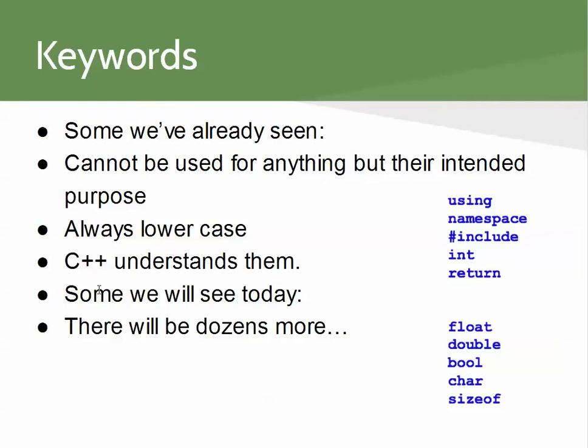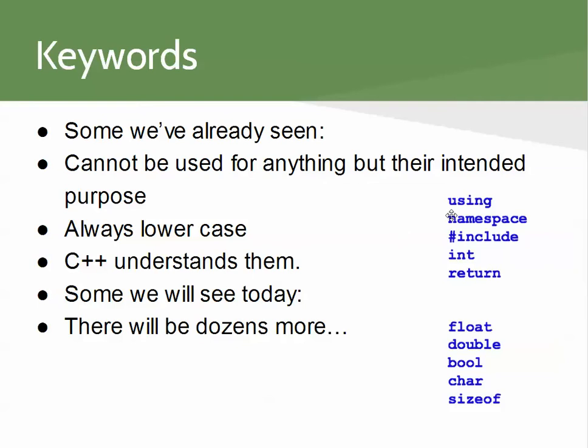Keywords, a lot of them we've already seen. We've seen using, we've seen namespace, we've seen include, we've seen int. I haven't really explained what int is yet, or return, and the rest of these data type ones we'll talk about in future modules. There's actually maybe 30 or so different keywords in C++. We'll use many of them. We probably won't use all of them throughout the semester.